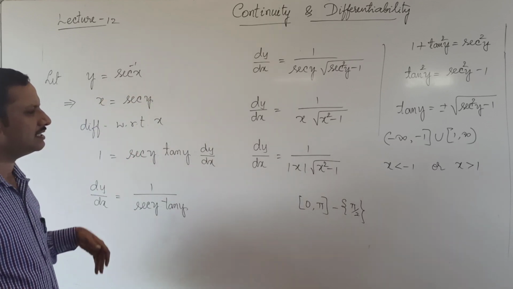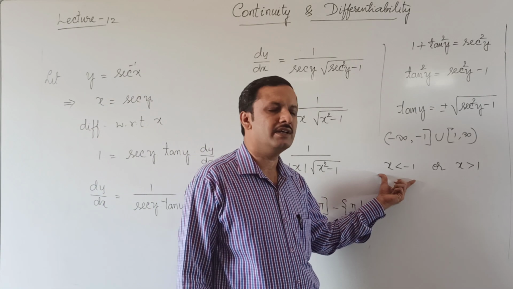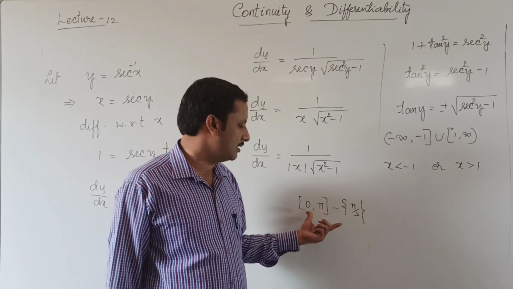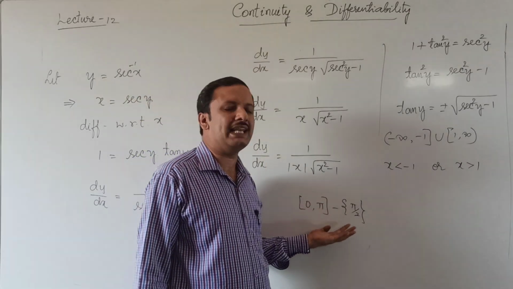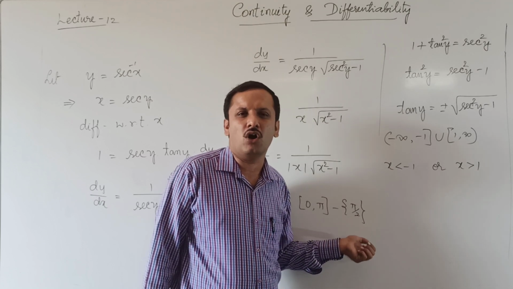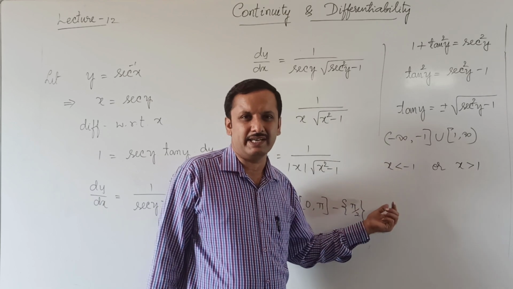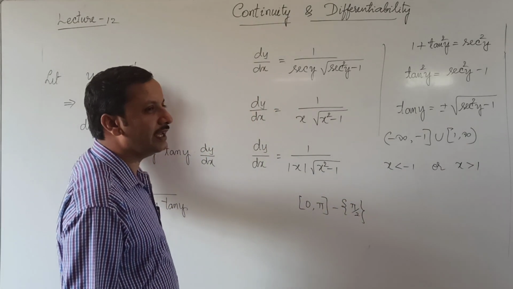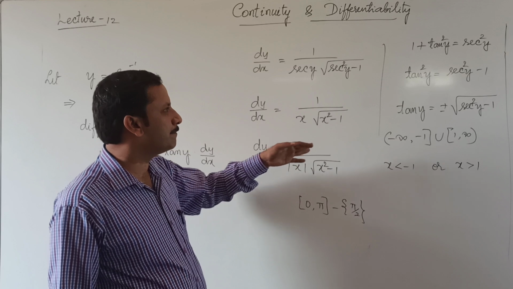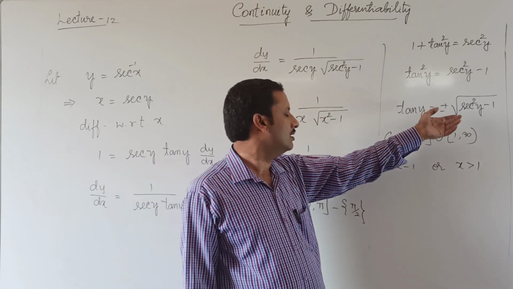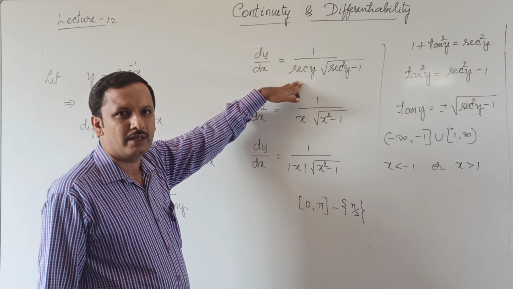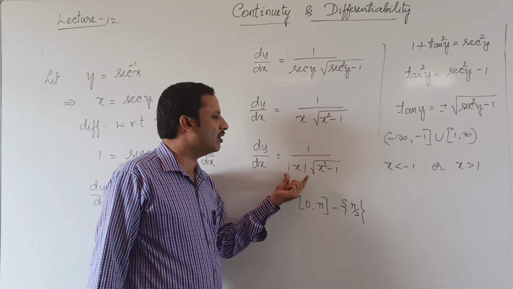Now when x is less than minus 1, that means x is negative. So here y, this secant inverse x, lies in the interval 0 to pi except pi by 2, so either in the first quadrant or in the second quadrant. When x is negative, that means this y will be in the second quadrant. When y is in the second quadrant, what happens here? You just observe. When y is in the second quadrant, secant y will be negative. Therefore, I will write mod x here.